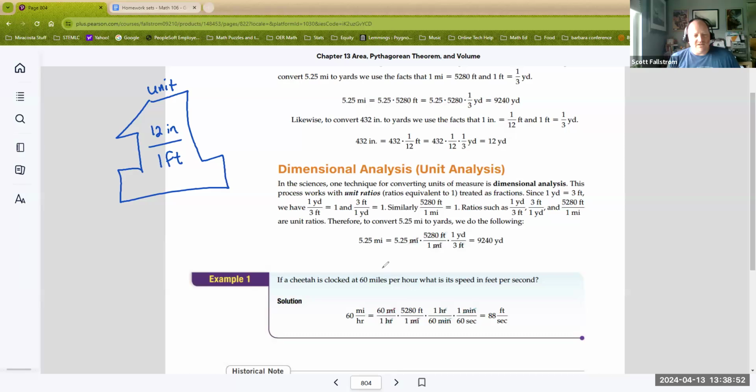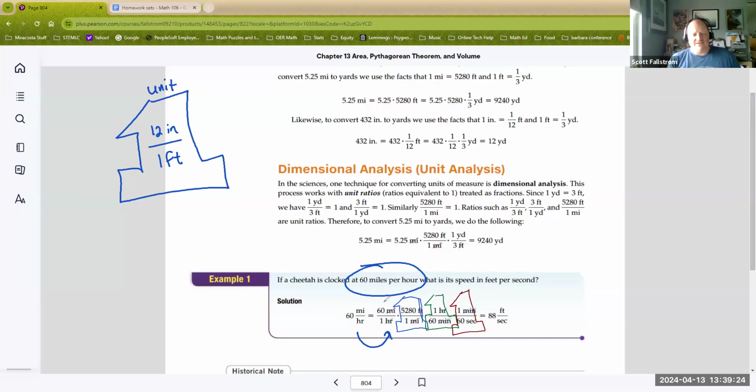you're never going to change the value. So 60 miles per hour, watch what they do. They rewrite this as 60 miles over 1 hour. Then they use a unit ratio right next to it. Why? 5,280 feet is 1 mile. So that becomes the 1 right here. They use another unit ratio next to it. 1 hour is 60 minutes. And they use another unit ratio next to that one, which is 1 minute is 60 seconds.